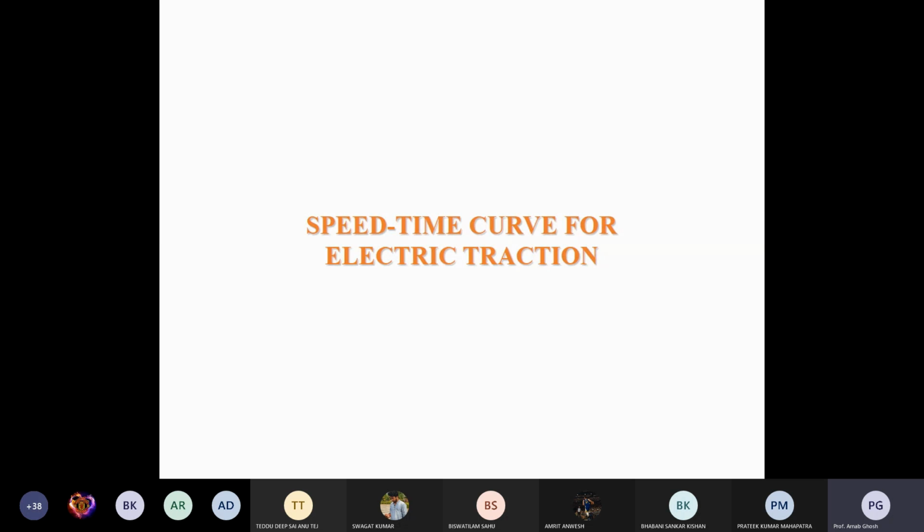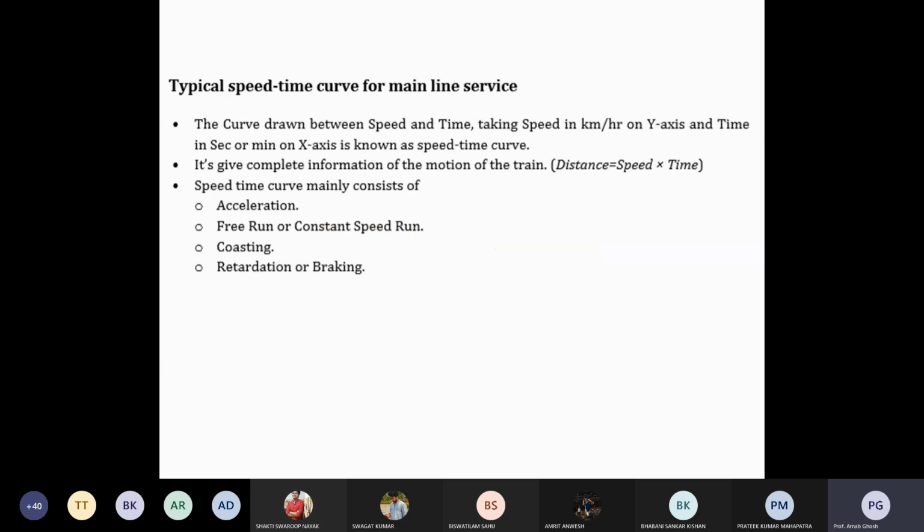Then what you need to do... Sir, are your slides changing or haven't you changed them? No, I am not changing the slides. I have just been giving the introduction. Okay, now it is changing. Is it changing? Yes, sir, it is changing. Okay.